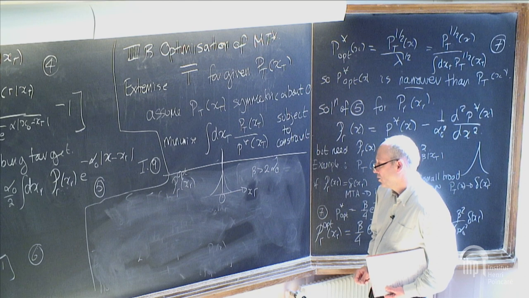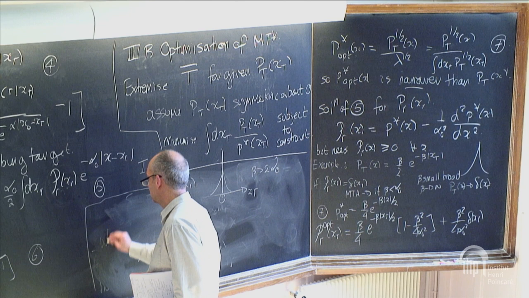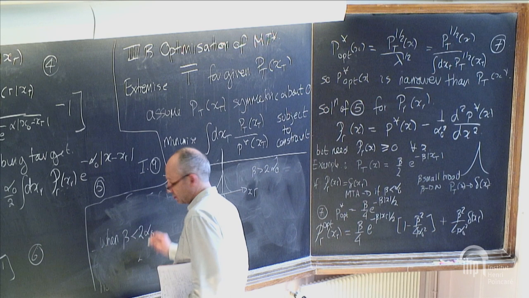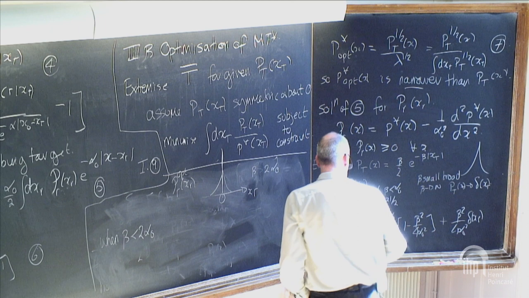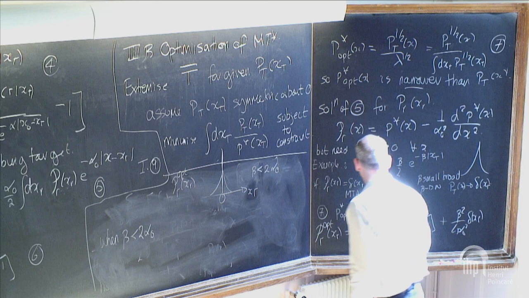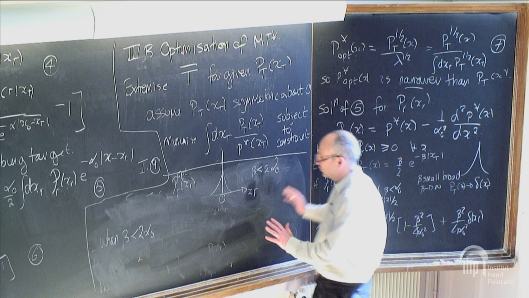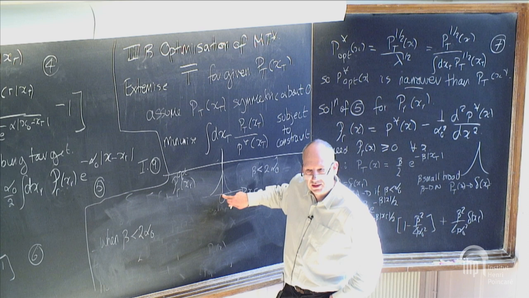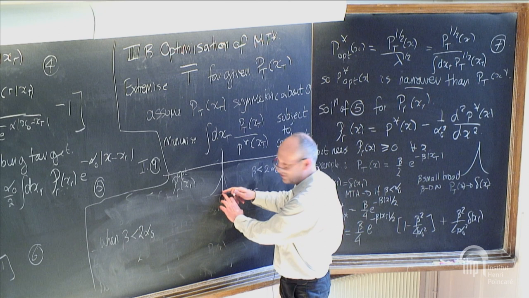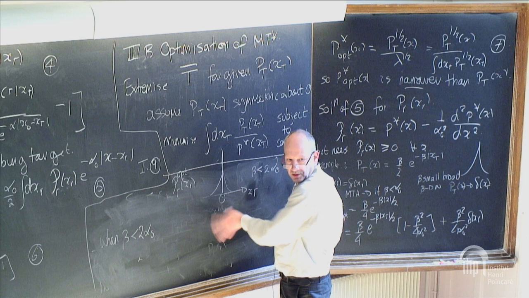But then when beta is less, you're quite correct. Remember, when it's small, it's a broad distribution. So when the target distribution is broad, this is in fact the optimal resetting distribution. But when the target distribution becomes narrower, at some point this becomes a delta function. And what would be the optimal distribution is negative, so that's no good.